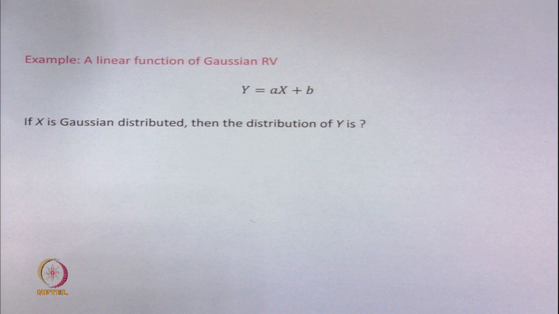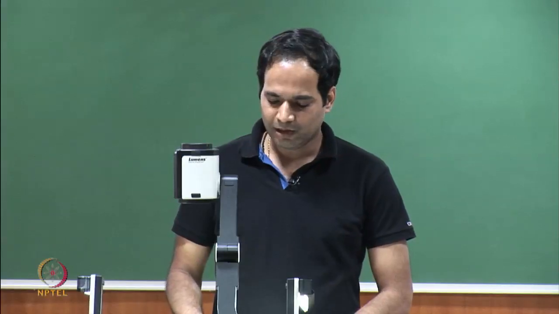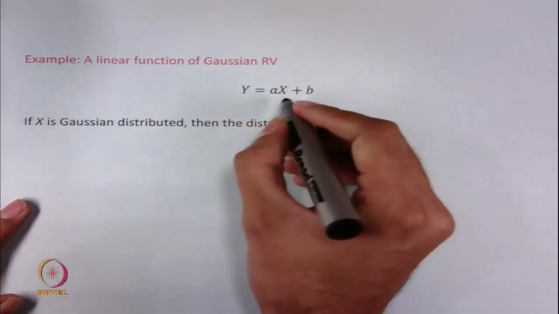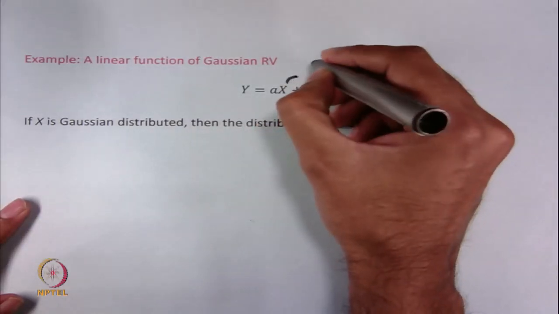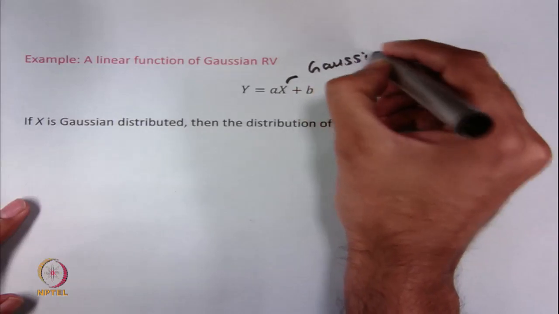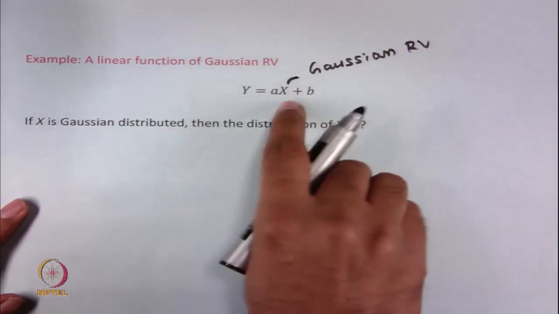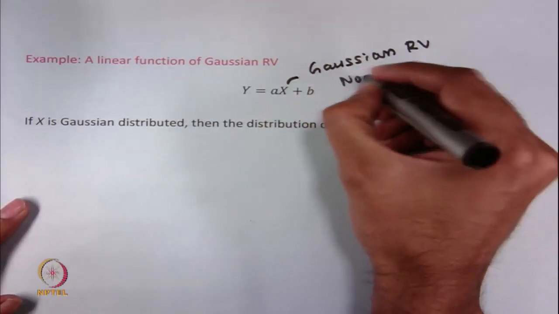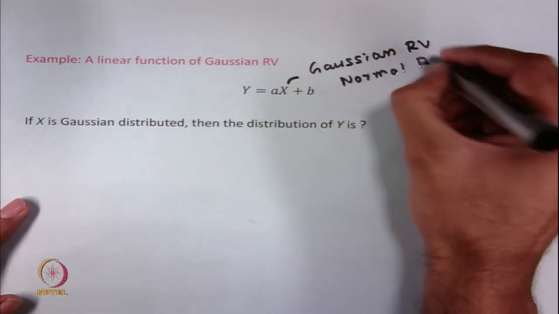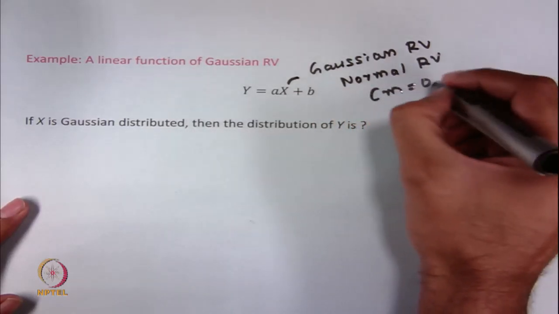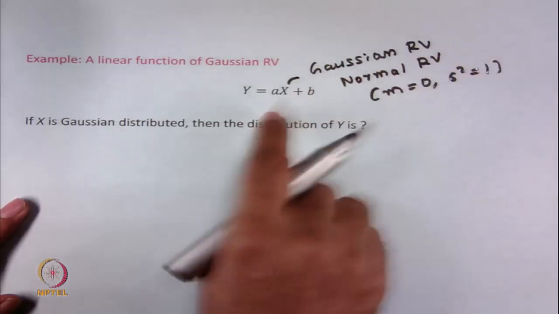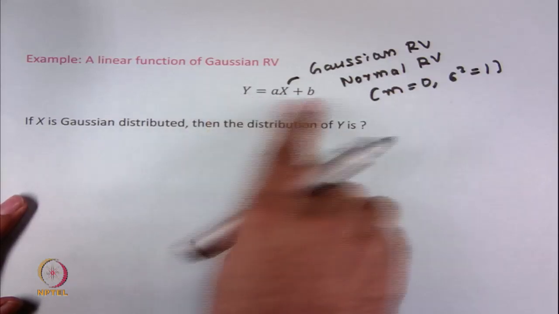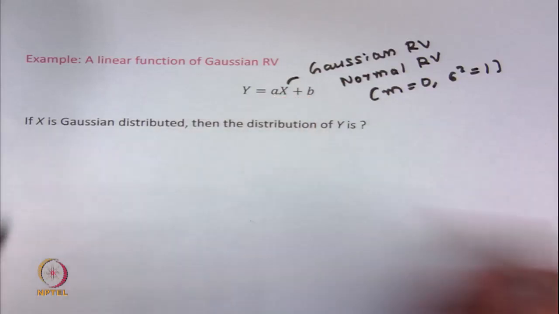Let us come to the last concept of this lecture, in which what we are given is a linear function of a Gaussian random variable. So, x is a Gaussian random variable, and let us take this special case of Gaussian random variable. Let us assume for simplicity x to be normal random variable. That means it is Gaussian with a mean of 0 and a variance of 1. So, let us assume a normal random variable x, and let us assume y, and y is a linear function of this normal random variable x.